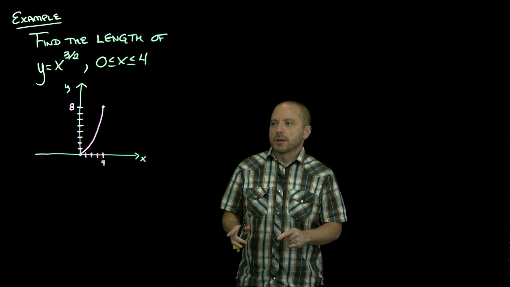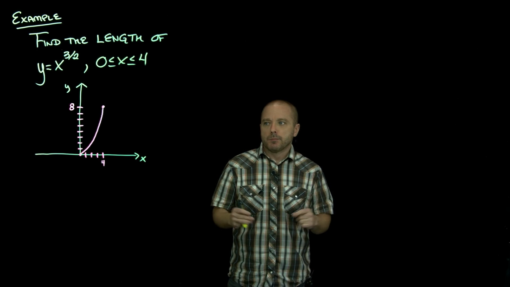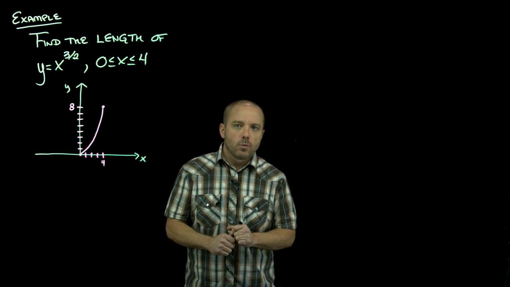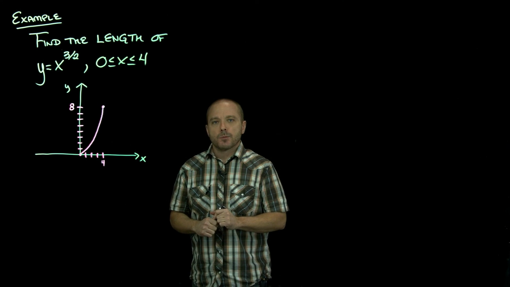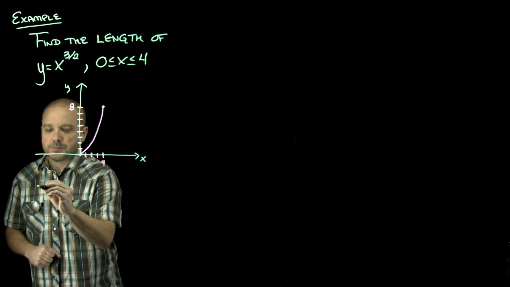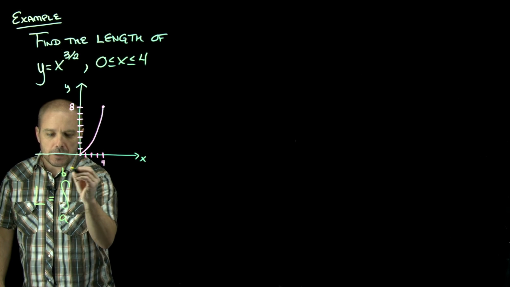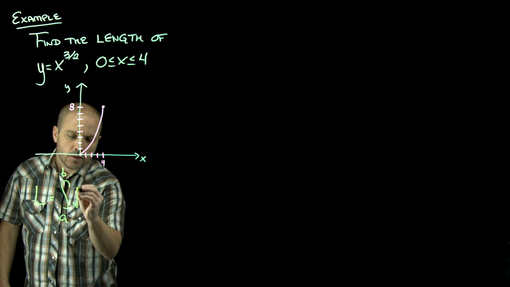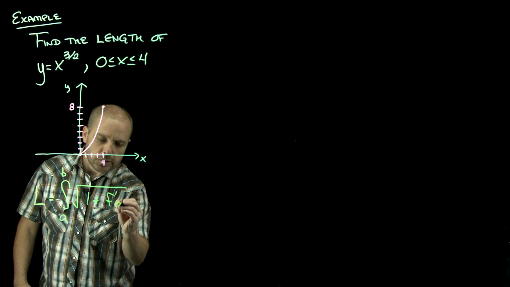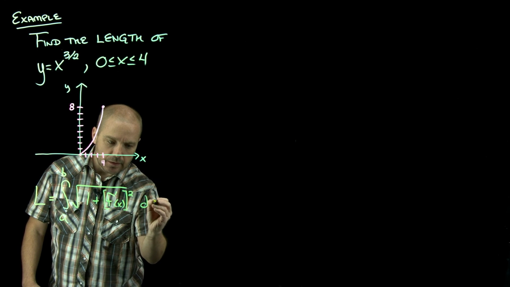Previously, we developed a formula for finding arc length of a curve from some point A to some point B. Let's look at an example here. Let's find the length of this curve, y equals x to the 3/2 from x equals 0 to x equals 4. And recall that our formula was the integral from a to b of the square root of 1 plus the derivative of our function squared with respect to x.